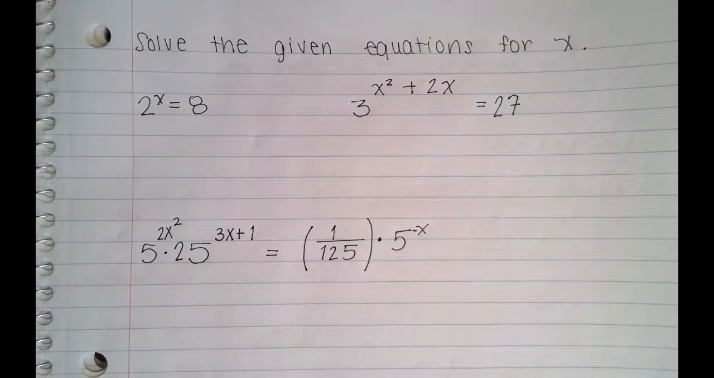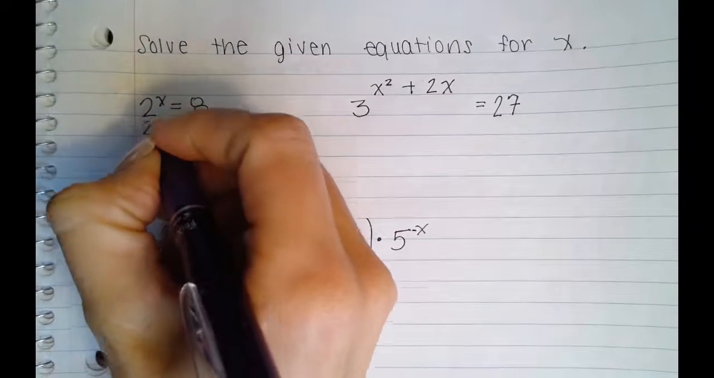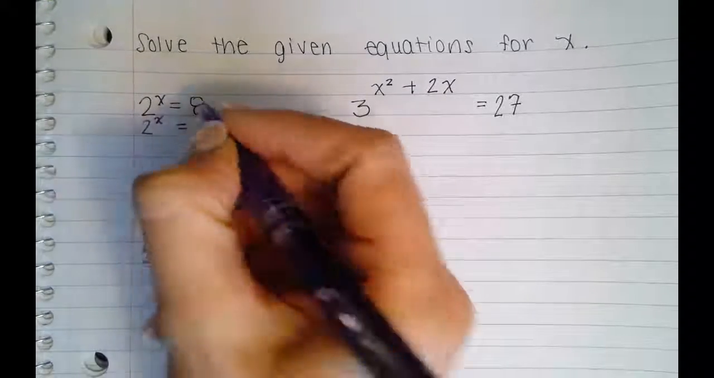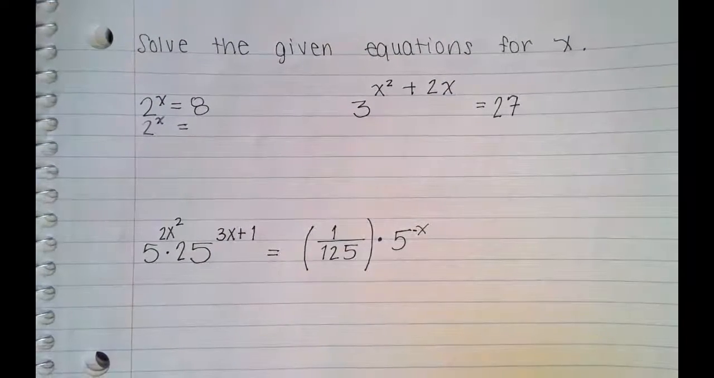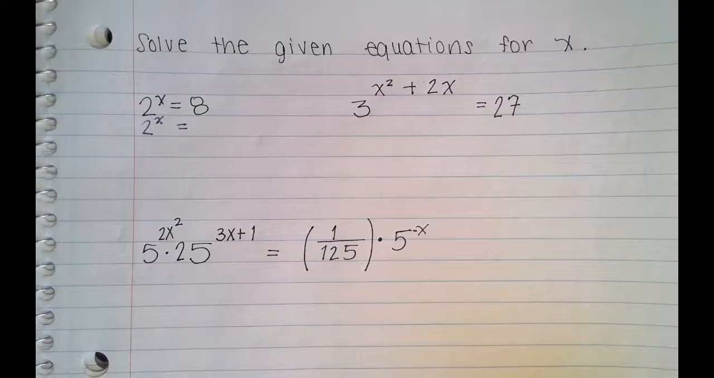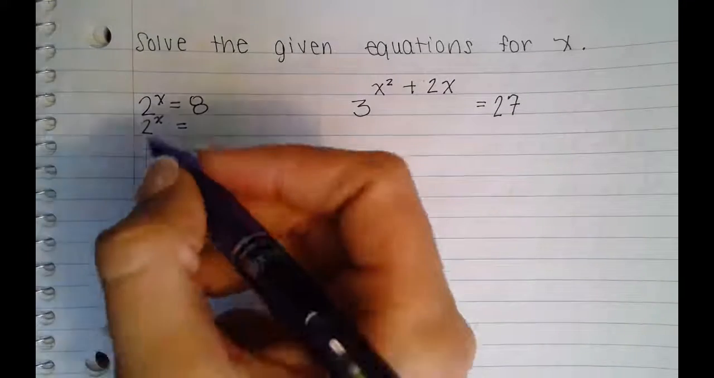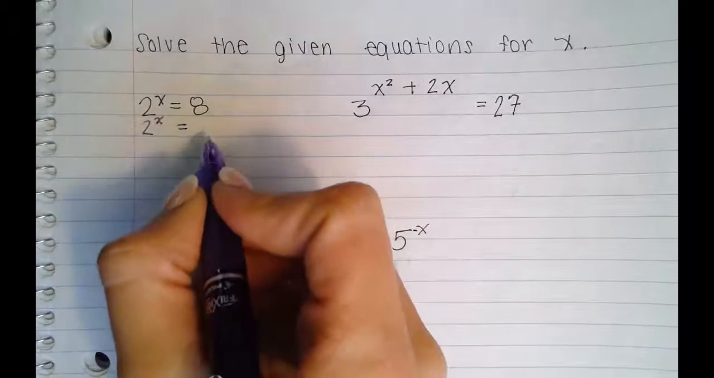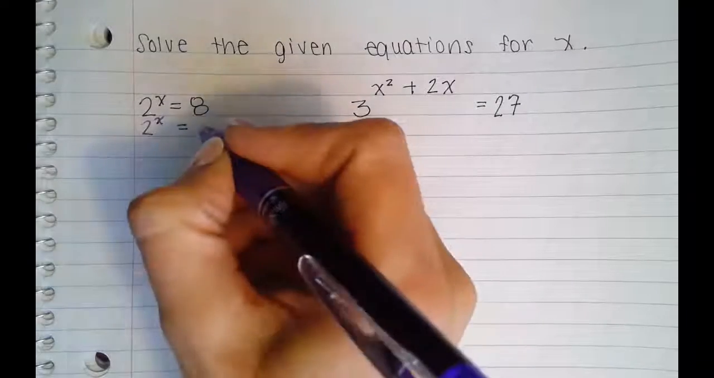So the first example is really simple. I have 2 to the x equals 8. So you're really asking yourself, 2 to what power equals 8? I want to be able to say to myself, can I write 8 as a smaller base, a smaller number raised to a power? Whenever possible, we want to make the base as small as possible. 8 is actually 2 to the third power.